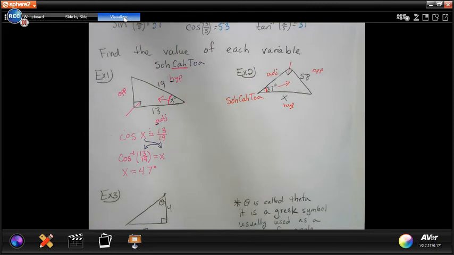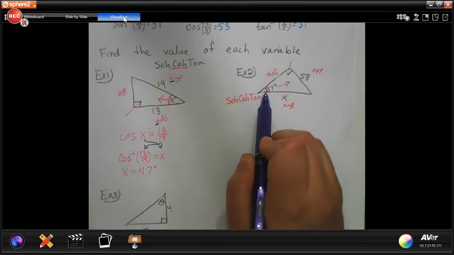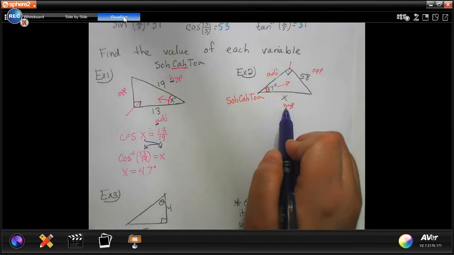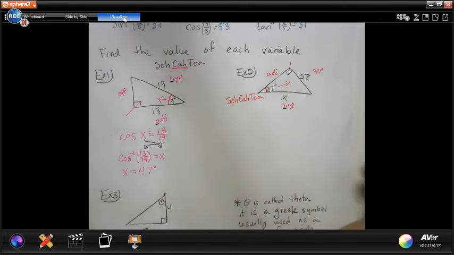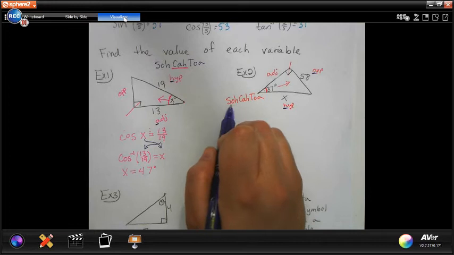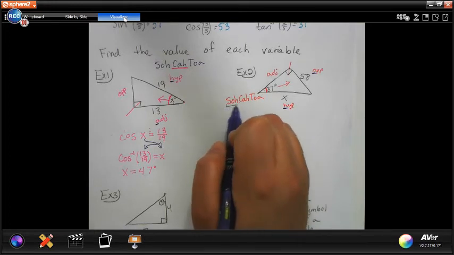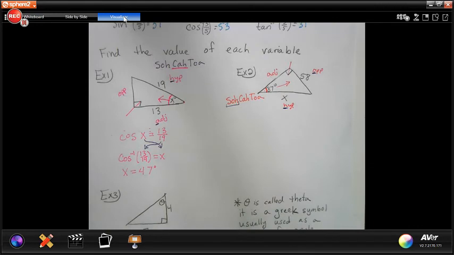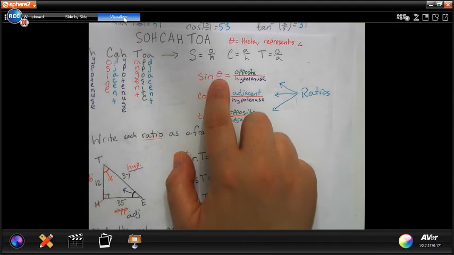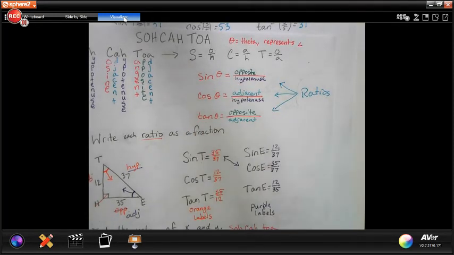to figure out which formula we're going to use, look at what information you have. I have my angle here, which I already labeled the sides based off of. I have my x, which is the hypotenuse, H. I have 58, which is O for opposite. So I have an H and an O. And if I look, this has an H and an O together. So we're going to use SOH. Okay, SOH. Sine of the angle equals opposite over hypotenuse.